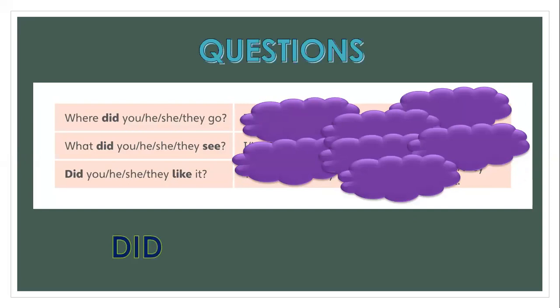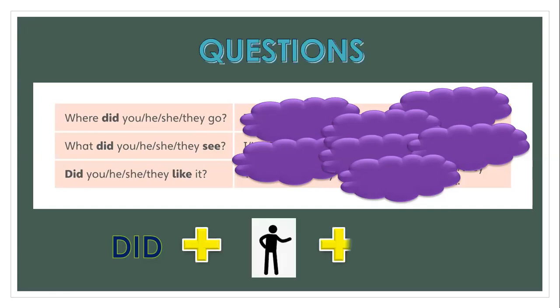What did you, he, she, they see? Did you, he, she, they like it? So what we notice from the structure is that first we have to use did. Then we follow that with a person, a subject. And finally, we put the verb with the complement and then the question mark.